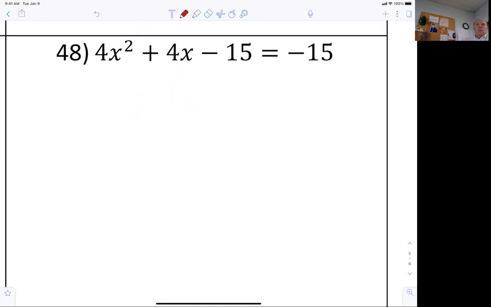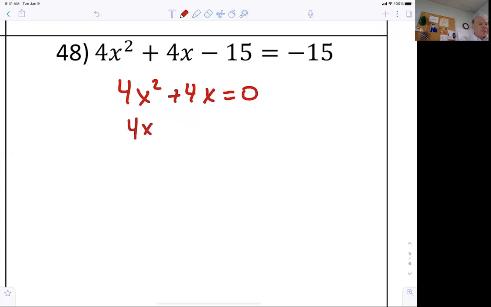48. Add 15 first. So 4x squared plus 4x equals 0. Now I need a GCF. 4x. Yes. So we're going to pull out a 4x. And what's left behind? X plus 1.